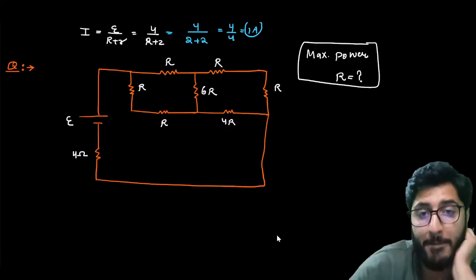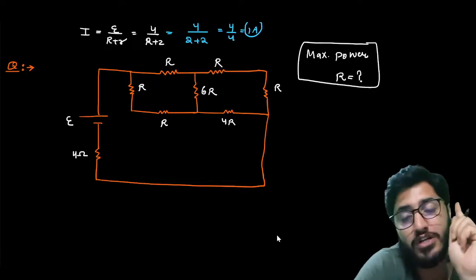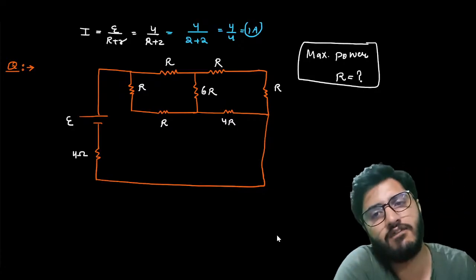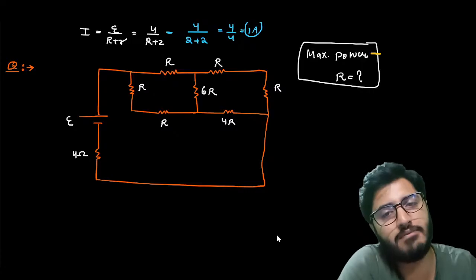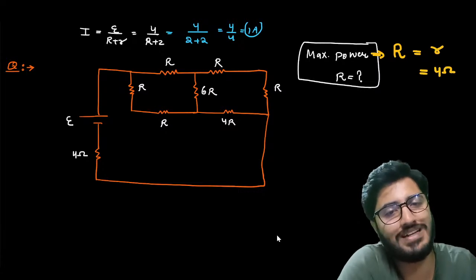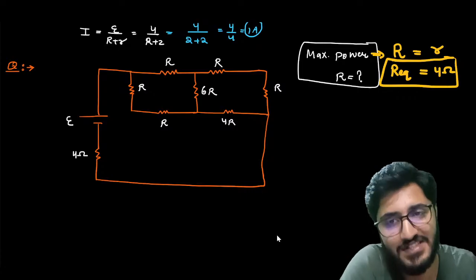Okay. For maximum power, we need to get maximum power. What should be the value of this R? One thing that we know, sir, whenever we are talking about maximum power, my R should be equal to the small r. Small r is 4 ohm, but what is capital R? Capital R is the equivalent resistance of your system. That means I need to only find the equivalent resistance.